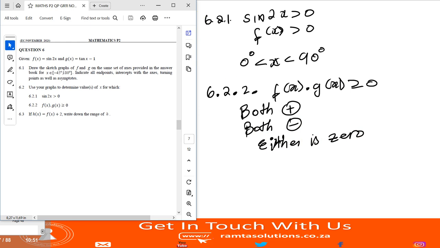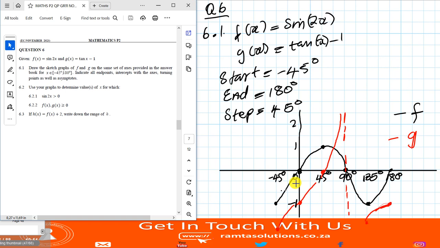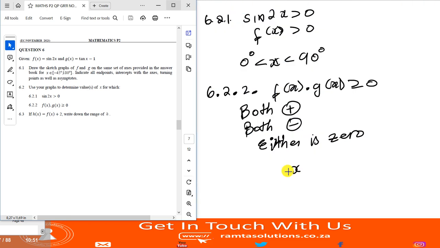So we're going to look at this. Remember, both are positive or both are negative, and either of them is 0. Let's go to our diagram. At 0 degrees, both of them are 0. Now to the left of 0 degrees, both are negative. We will take that. So this is when x is greater or equal to negative 45 degrees but less or equal to 0 degrees.